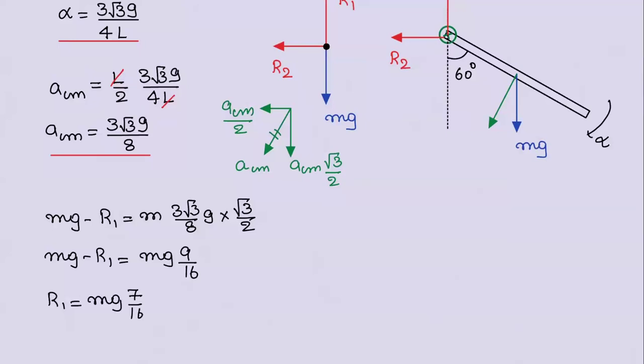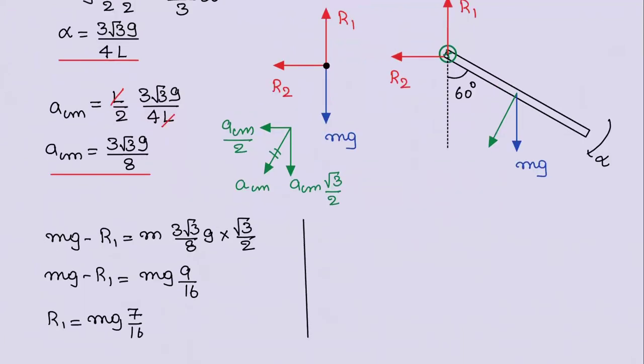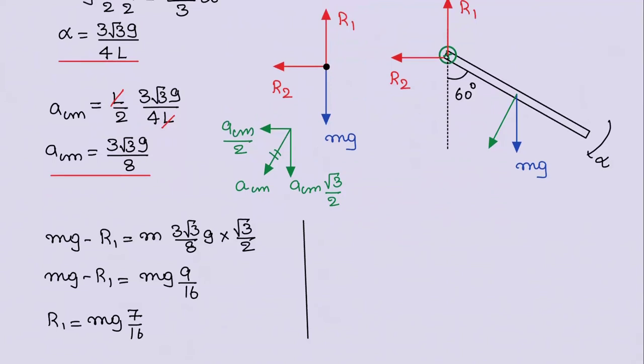Now what about R2? Same method. Net force is equal to mass into acceleration along horizontal direction. So net force along horizontal direction is only R2. R2 is equal to mass into acceleration along horizontal direction, which will be 3 root 3 g by 8 into 1 by 2 because of ACM. So R2 is equal to mg into 3 root 3 by 16.